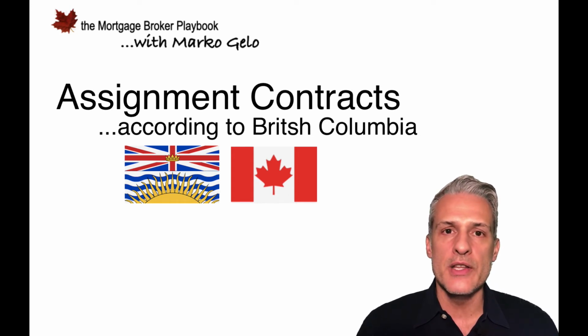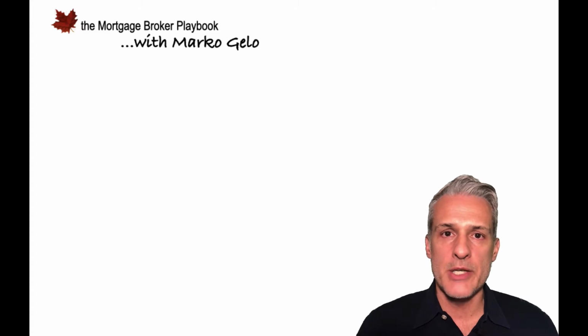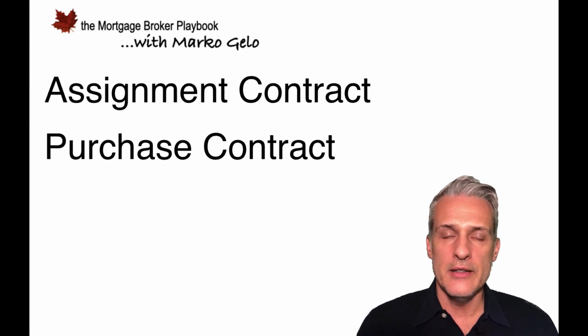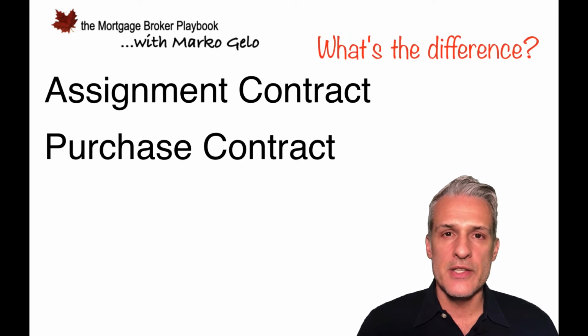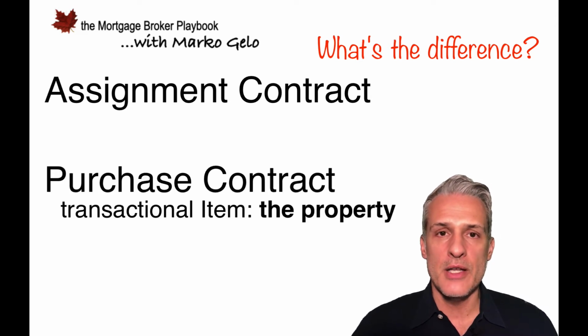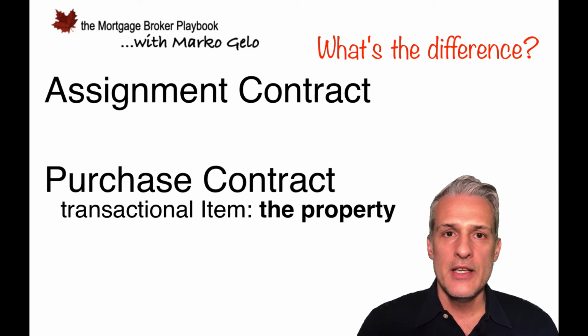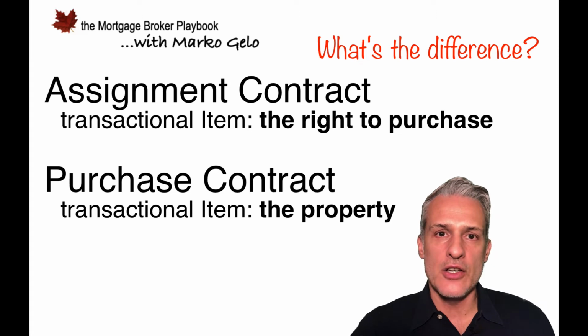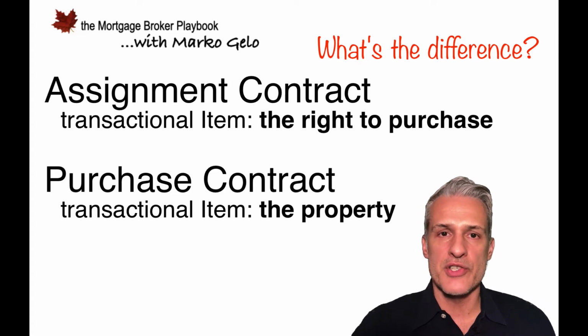So let's start off with the difference between an assignment contract and a standard or typical purchase contract. The biggest difference is the actual transactional item itself within the contract. For a purchase contract, you're signing up to purchase a property, whereas with an assignment contract, you are signing to purchase the rights of that contract to then purchase the property.